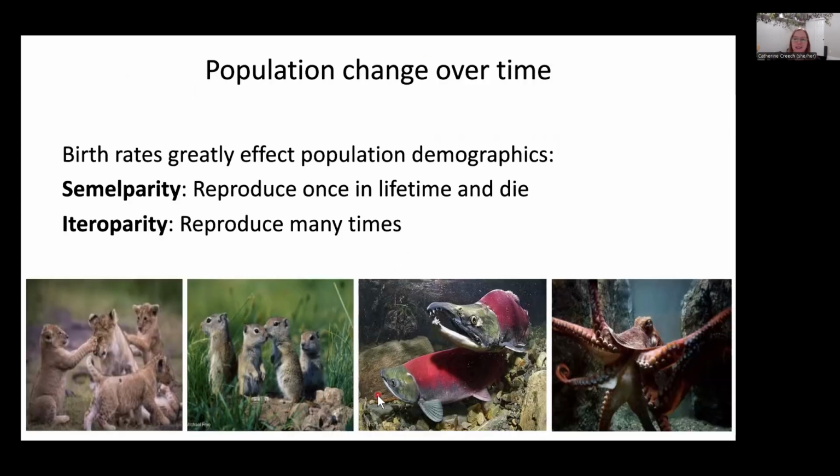All right. Now we mentioned whether or not you could have babies more than once. So birth rates greatly affect the population demographics. Some organisms can only reproduce once and then they die. For example, salmon and octopus, we call this semelparity. And if you can reproduce more than once in your lifetime, it's iteroparity. For example, these mammals here are lion and our cute little ground squirrel.